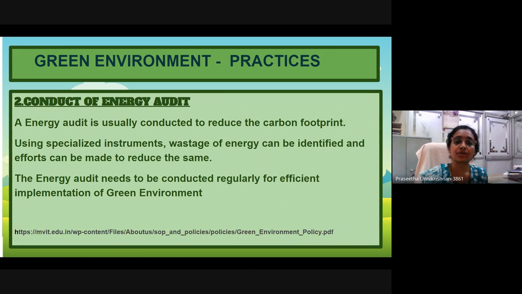Second is the conduct of an energy audit. An energy audit is usually conducted to reduce the carbon footprint. One can use specialized instruments which can analyze the wastage of energy, and efforts can be made to reduce it. Further, the energy audit also needs to be conducted regularly for the efficient implementation of a green environment.